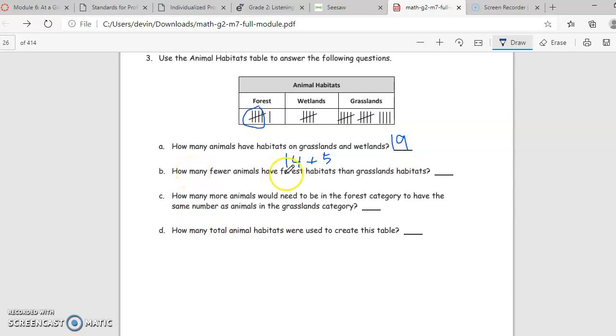How many fewer animals have forest habitats than grassland habitats? Students should see this and realize that we're going to subtract. So we'll take grasslands, which is 14, we said. And subtract forest, which is 6.